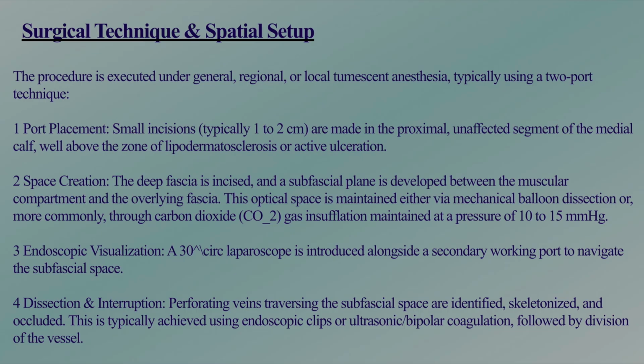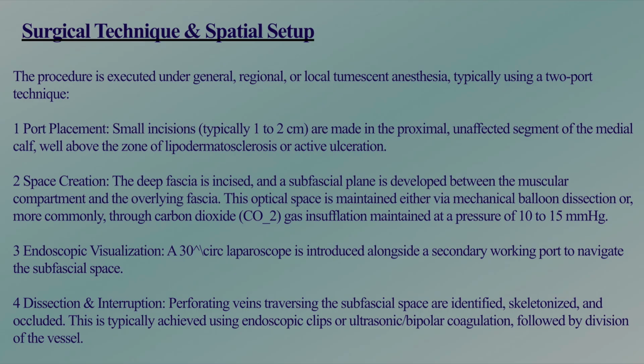Surgical technique and the spatial setup. The procedure is executed under general, regional or local tumescent anesthesia, typically using a two-port technique. First, the port placement. Small incisions of 1 to 2 centimeters are made in the proximal unaffected segment of the medial calf, well above the zone of lipodermatosclerosis or active ulceration.